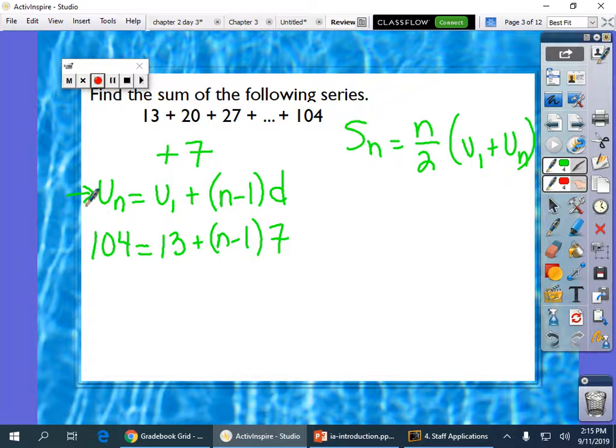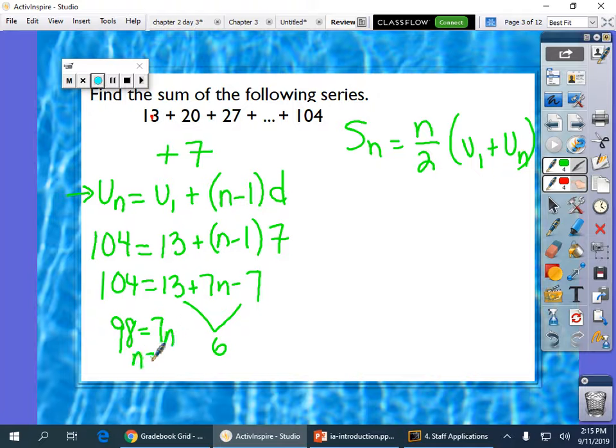I know the term that I'm looking for is 104. I know the first term is 13. I don't know the number of terms, and I know the pattern is 7, so I just replaced it all. 104 equals 13 plus 7n minus 7. This makes 6. When I subtract 6, 98 equals 7n. N equals what? 14? Yeah.